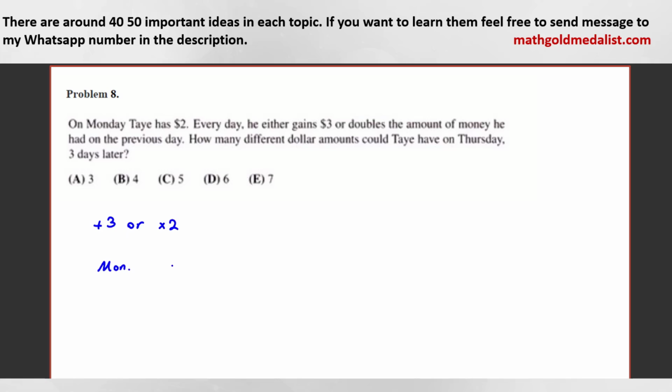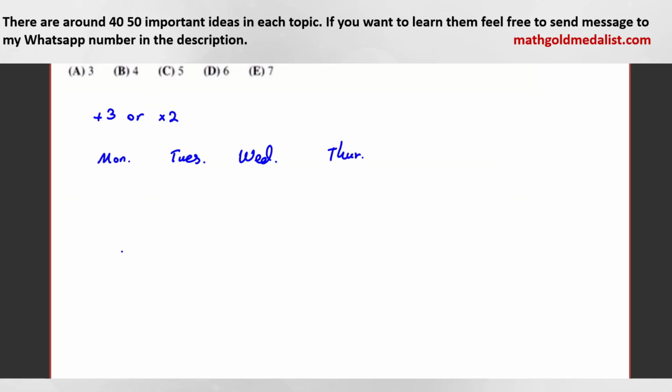So Monday, Tuesday, Wednesday, and Thursday. So at first we have what? We have 2. Next day we can have what?